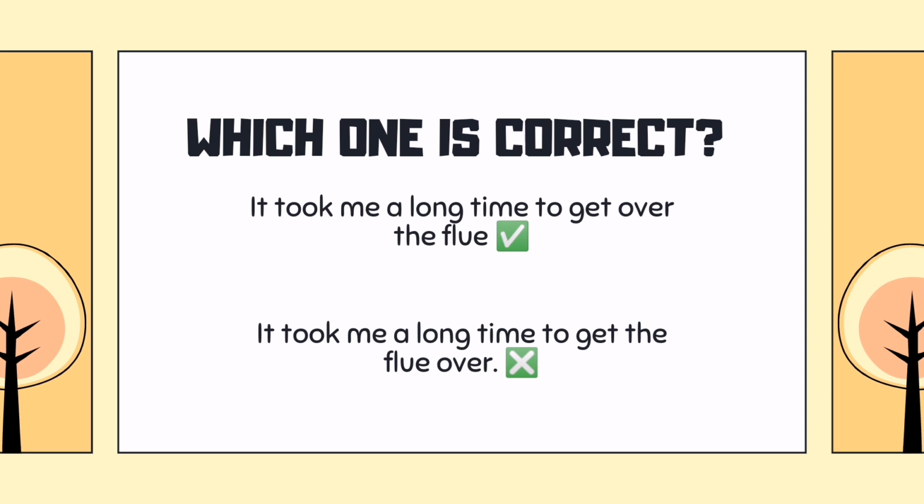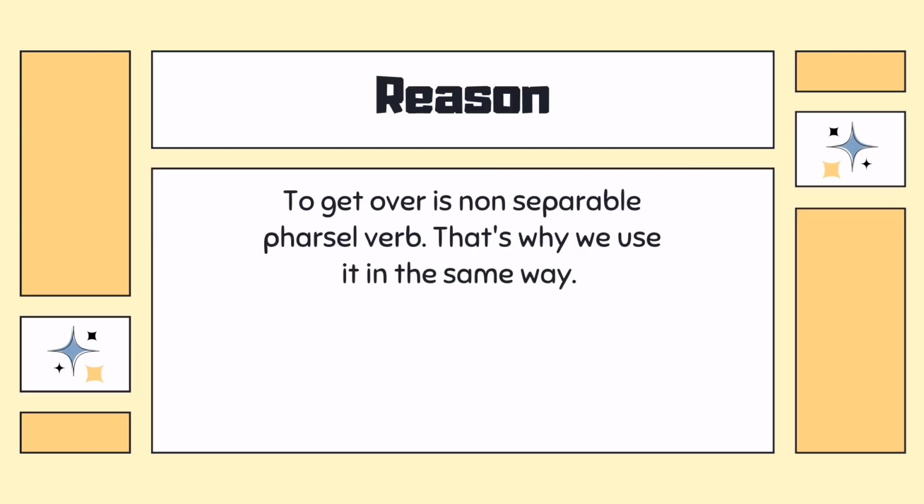Let me explain. This phrasal verb, get over, is a non-separable phrasal verb. We cannot separate it with some other word, like to get the flu over. Flu is coming in between get and over. That's why we do not consider it correct. To get over is a non-separable phrasal verb. That's why we use it in the same way.